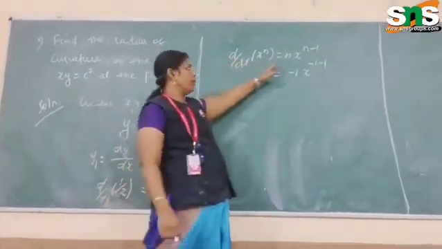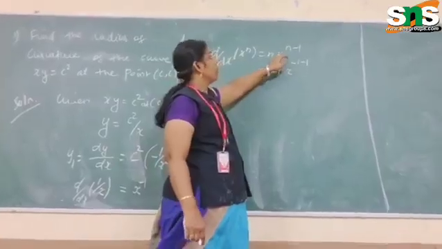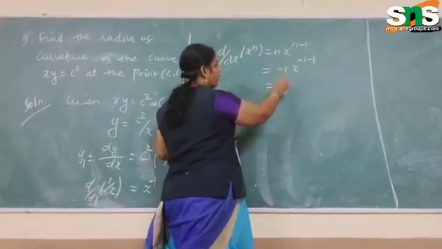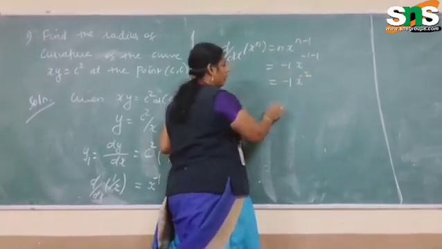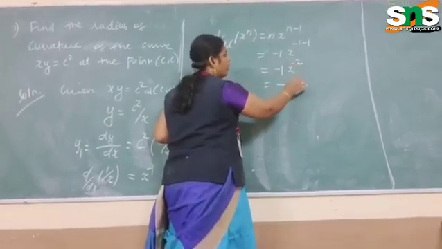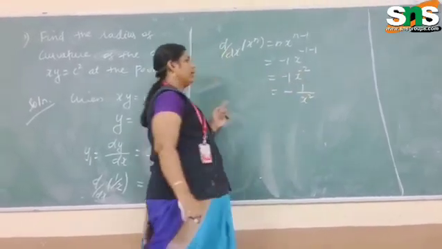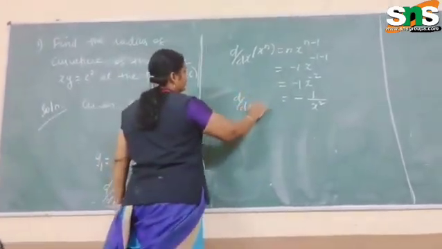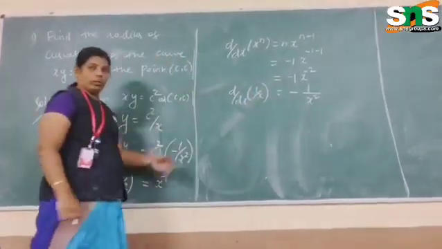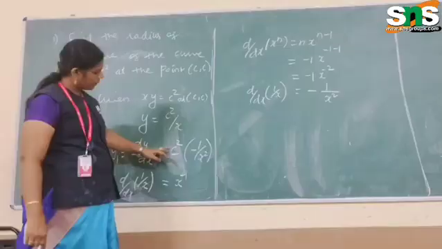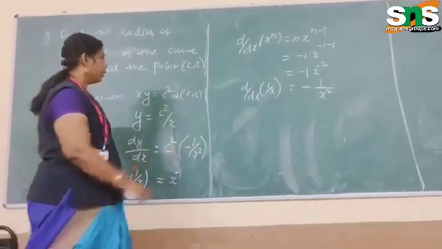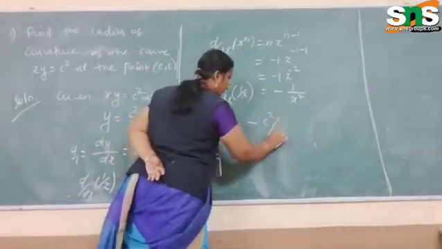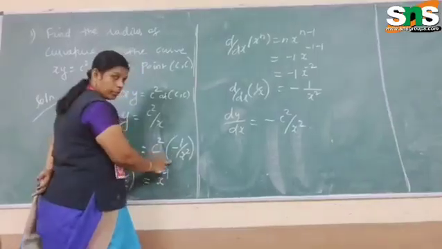Bring the power in front of the x term and reduce the power by 1. Here minus 1 x power minus 1 minus 1, which is minus 1 x power minus 2, and x power minus 2 is 1 by x square. So the derivative is minus 1 by x square. Then c square into minus 1 by x square. Here dy by dx equal to minus c square by x square.